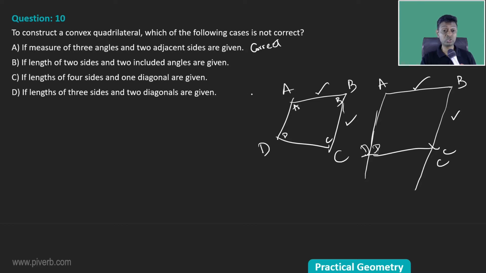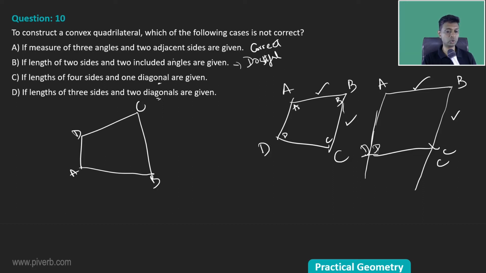If lengths of 2 sides and 2 included angles are given, this is doubtful because we have only 4 metrics. Let's think about this, and then we'll come back to this. If lengths of 4 sides and 1 diagonal are given, A, B, C, D, all of this we know. Let's say we know A, C.